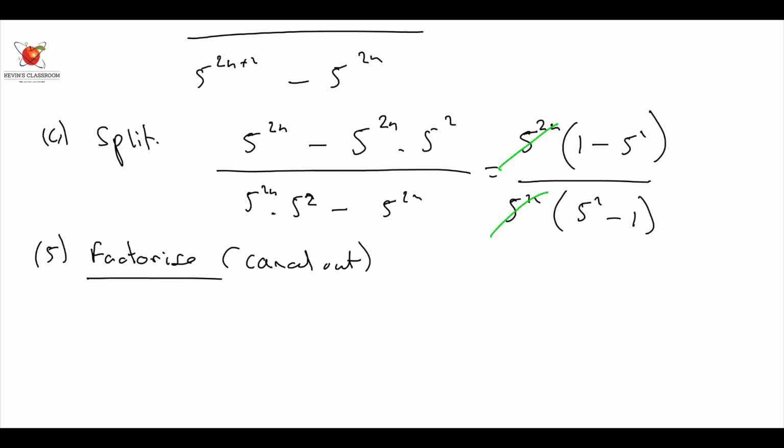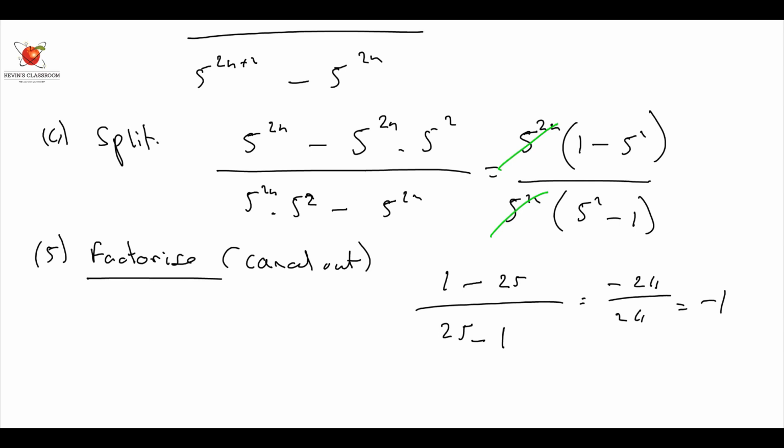In the brackets, we are left with 1 minus 25 over 25 minus 1, which is going to be equal to 1 minus 25 is going to be minus 24, divided by 24, which is equal to minus 1. Straightforward, simple. Remember the steps.